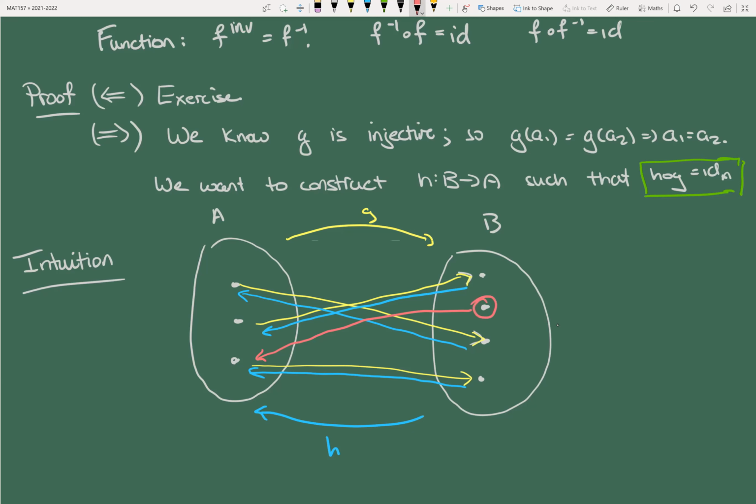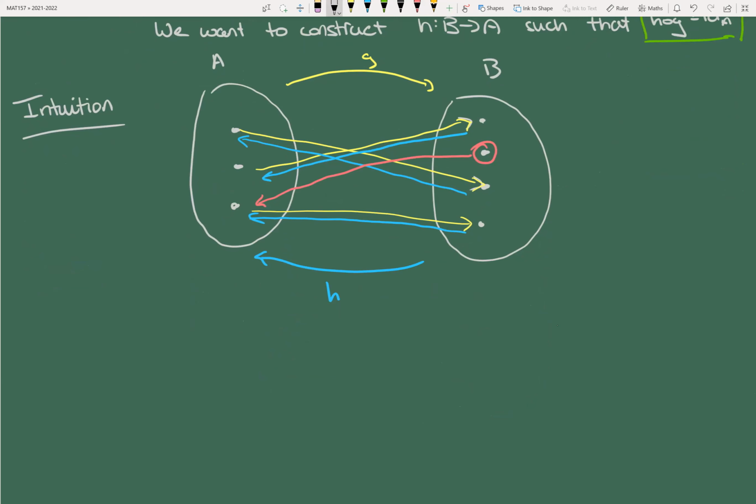the identity, right? So what we're going to do is we're just going to choose some element on the left-hand side and send everything that doesn't have a yellow arrow pointing to it, we're just going to send it all to that. This isn't the only way you could define it. There are other ways you could as well, which just shows that left inverses are generally not unique, but whatever. Okay, so here's the proof proper.